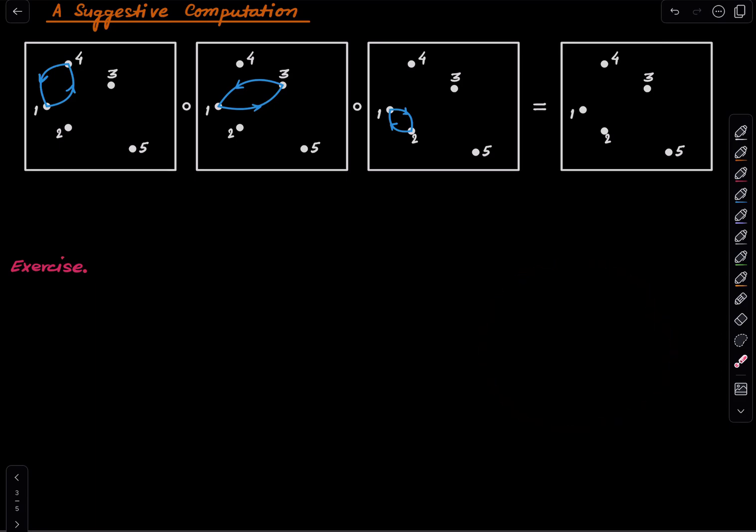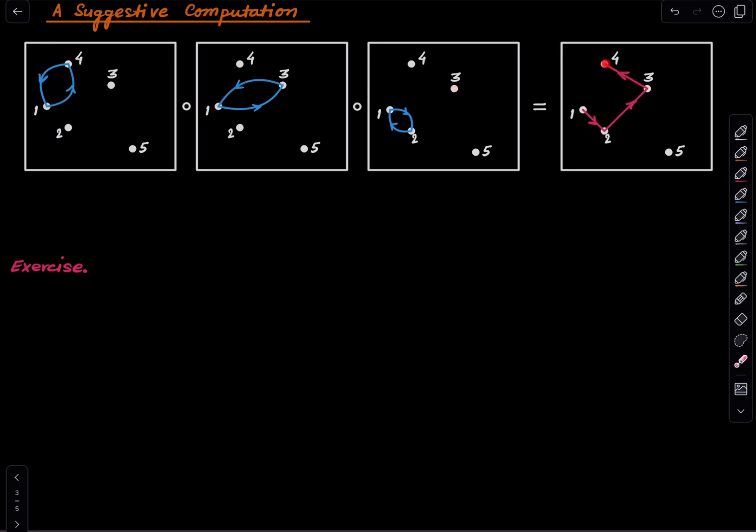So let's do it. What about the first one? The point 1 first moves to 2. 2 remains where it was in the second one, and 2 remains where it was in the third one. So 1 moves to 2. Make sure you follow this. What about 2? 2 moves to 1, 1 moves to 3, and 3 remains fixed. So 2 moves to 3. What about 3? 3 remains fixed, then 3 is moved to 1, and then 1 is moved to 4. So 3 goes to 4.